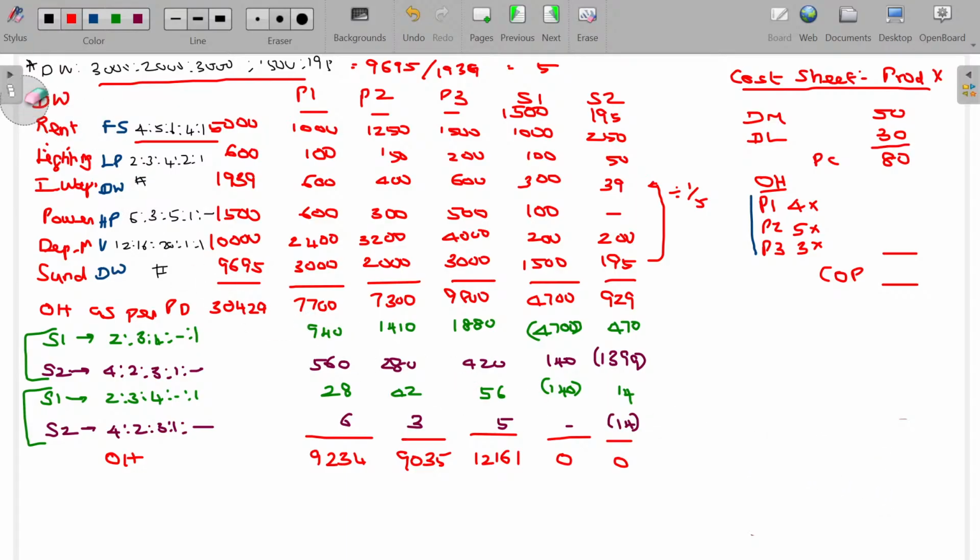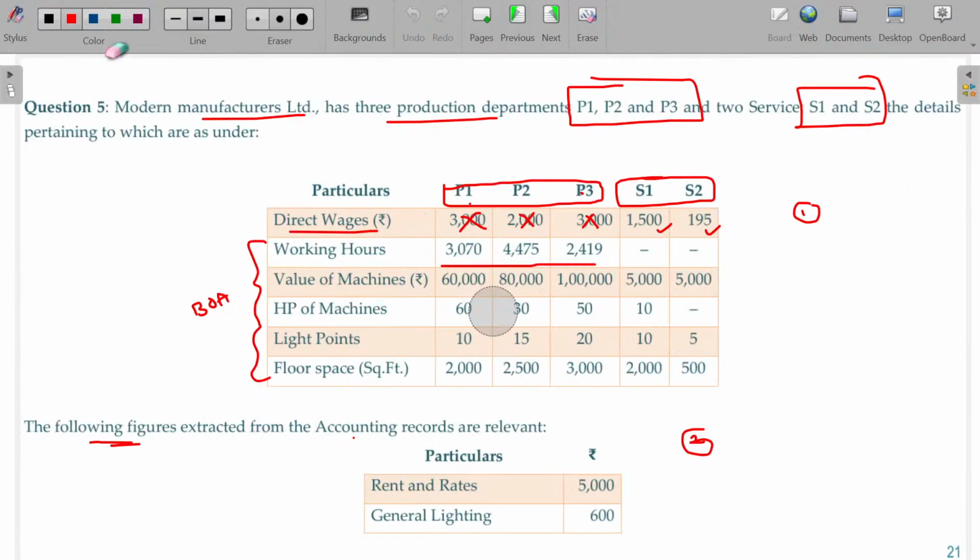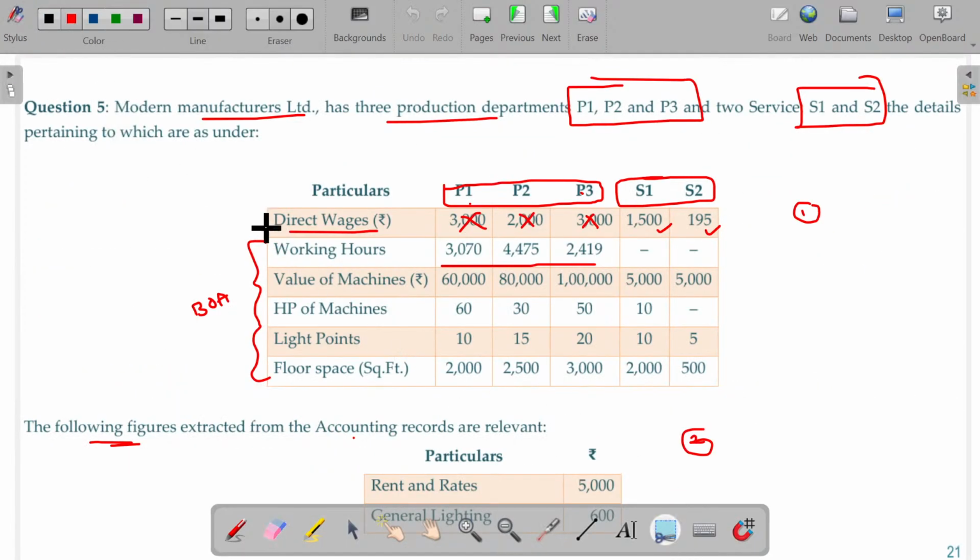How is this overhead going to be added to the product? In the case of the product, it is manufactured using a number of hours of overhead: P1 department hours being 4, P2 department hours being 5, and P3 department hours being 3. It means we need to know the cost per hour, no? So now tell me the number of hours these departments were working.